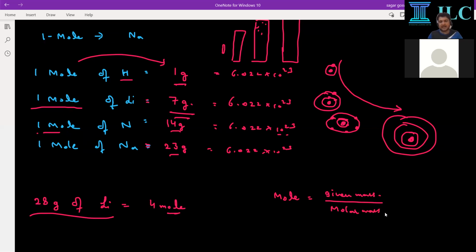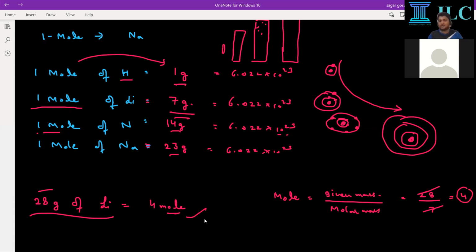So how did you just get the 4? Given mass is 28, right? And what is the mass of 1 mole of lithium? It is 7 grams. So when you divide, you are getting the 4. So that is your 4 moles.